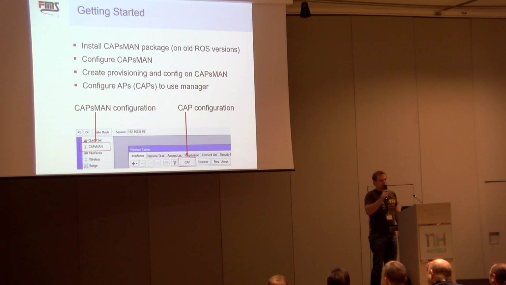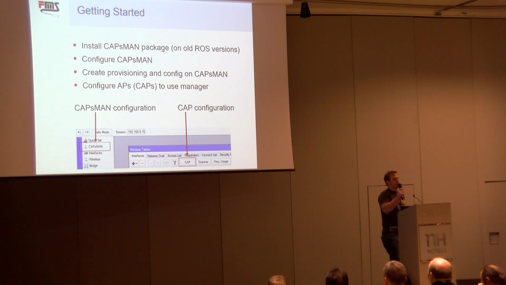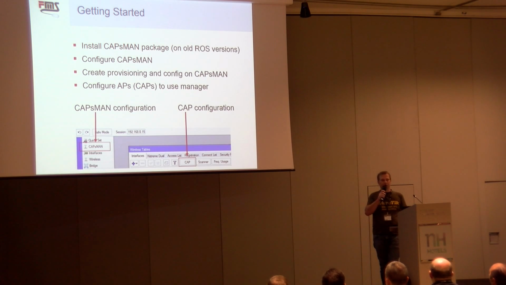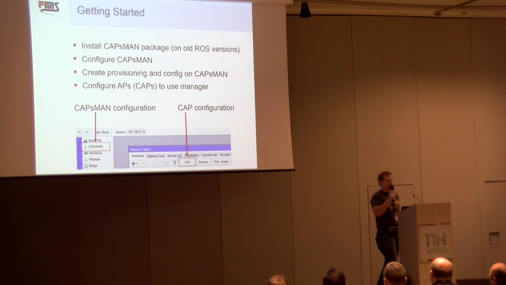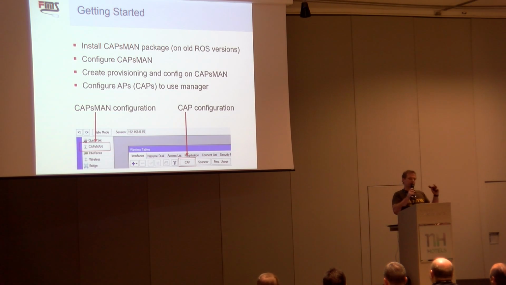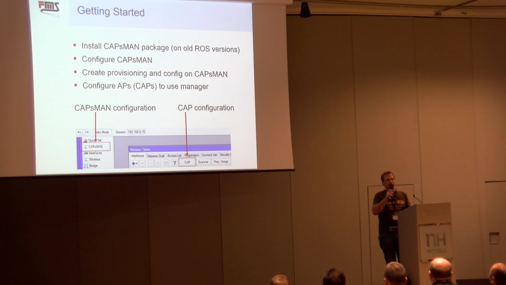Just a short slide on how to get it running if you've never installed it so far. In older versions, it used to be necessary to install the CAPsMAN package first, but that's not true anymore as it's part of the standard package. So as the package is already there, all you have to do is configure the CAPsMAN itself, create a provisioning rule, create a configuration for the access points, and finally configure your access points to really use the manager.